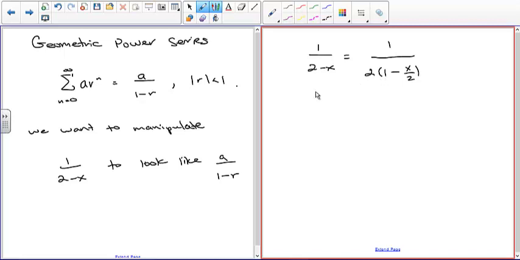So 2 times 1 is 2. 2 times negative x over 2 is x. Or that's equal to 1/2 divided by 1 minus x over 2.